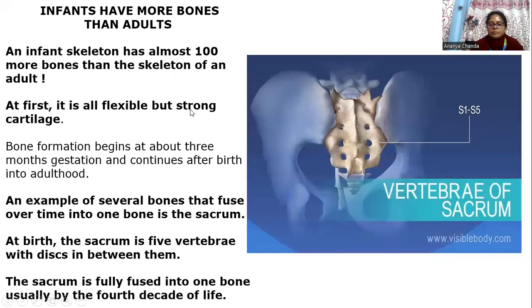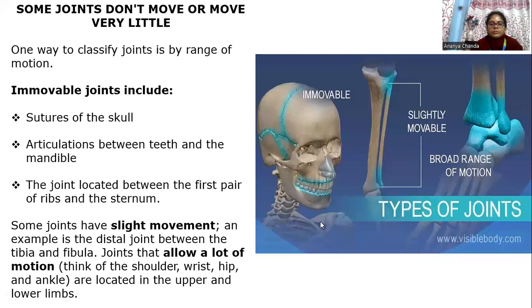Then comes some joints that don't move or move very little. So most of the bones in our skeletal system are movable, right? Due to the involvement of the joint. But some bones in our human body are immovable or slightly movable, right?